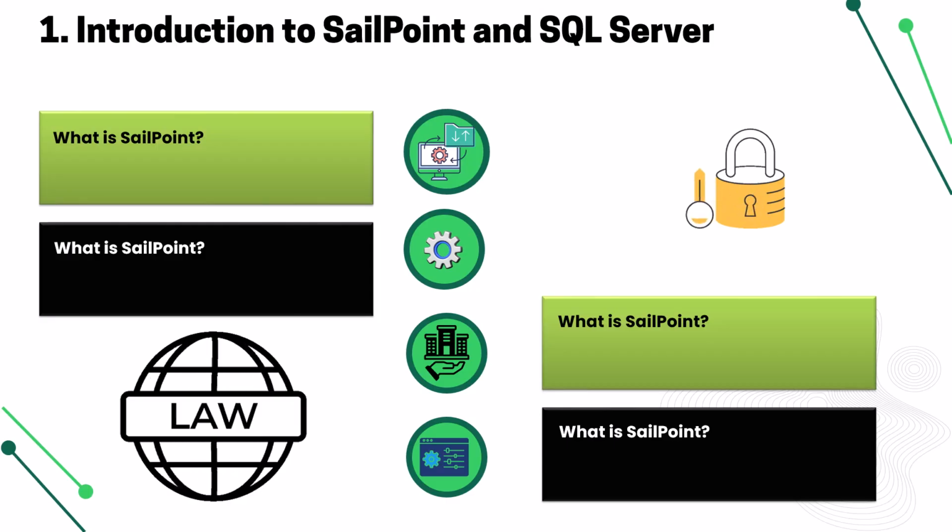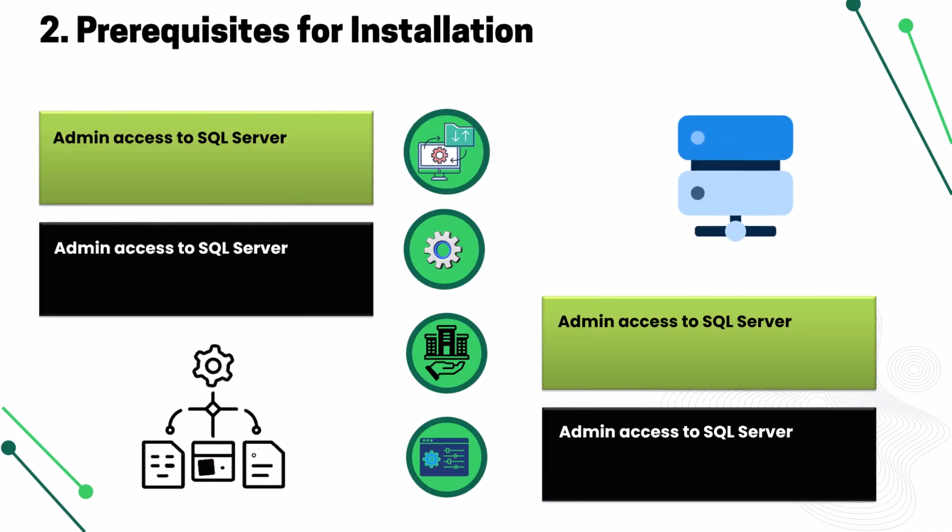It just makes sense. Before we dive into installation, let's make sure we have everything we need. First, admin access to SQL Server. Because, well, without it, you're stuck. Next, make sure your OS is supported. No, Windows 95 won't work. Network settings should be in place, and required software should be installed. It's like preparing ingredients before cooking. Missing one, and your dish might not turn out great.